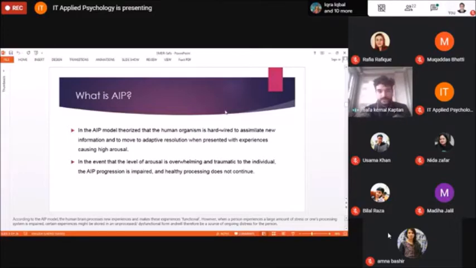But if the event is too traumatic, or under special circumstances, it overloads our brain, and we can't process the experiences, the memories or emotions. We keep those memories in our brain in an unprocessed state, and they become the source of stress today. Next slide, please.